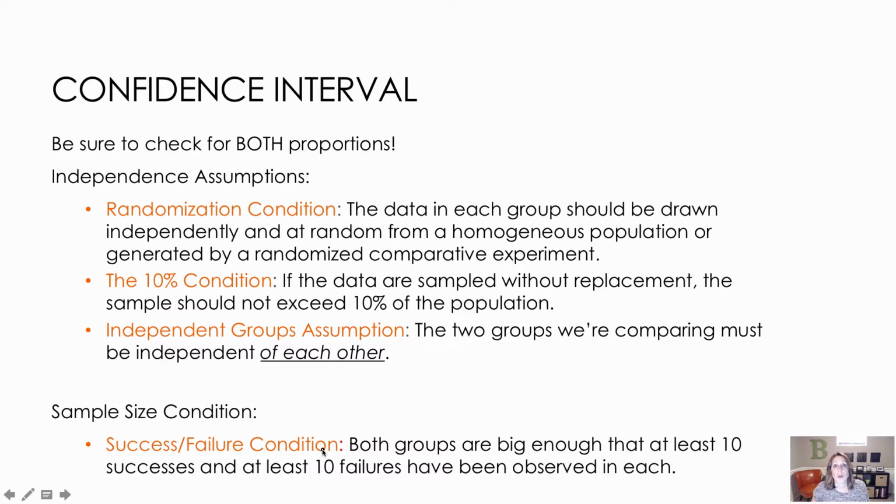Just as before, we're going to check our conditions. I'm not going to focus a ton on those because we've learned those in the past. I do want to note that here we have to check for both proportions. So are both proportions randomly selected? The 10% condition for both. This one is a little bit different because it's not just independent, it's independent groups. So we're saying the group is independent from the other group. So the groups have to be independent of one another. And then again, sample size, you have to check it for both.